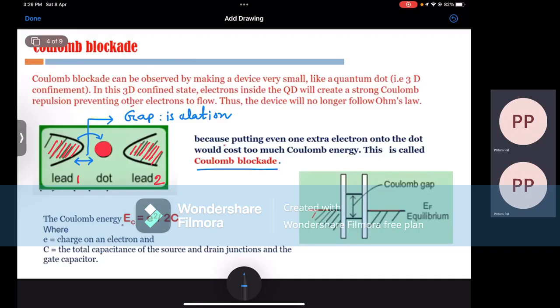So if you now bring one electron, one unit charge, that will also need a lot of energy. So the movement of electrons to this dot is restricted, I mean, it's very difficult, right?